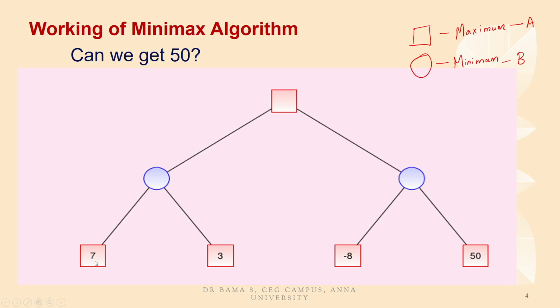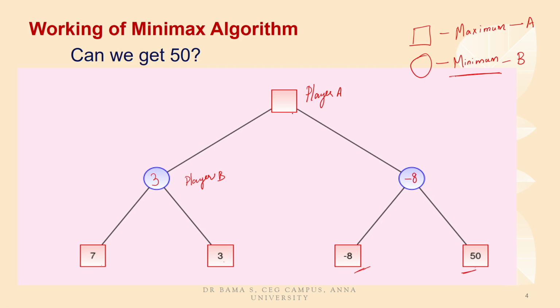So, let us see, considering the 4 leaves here, take these 2 leaves, which are 7 and 3. This is going to be player B and this is going to be player A. At this point, player B always wants to minimize the value. So, with 7 and 3, the minimum value is going to be 3. Now, when we consider these two values minus 8 and 50, the minimum value is going to be minus 8.